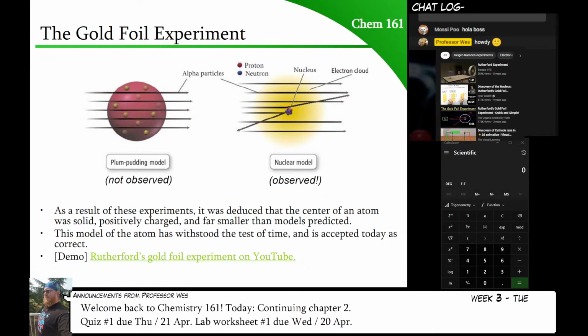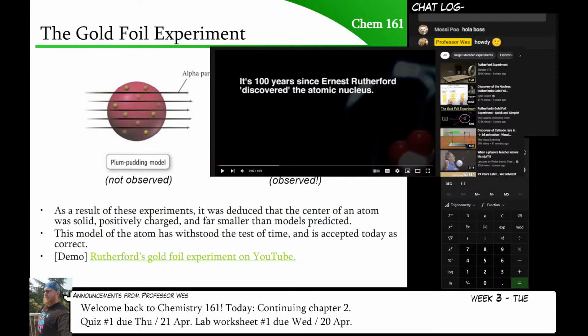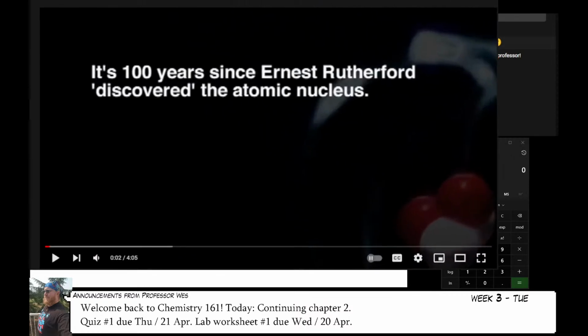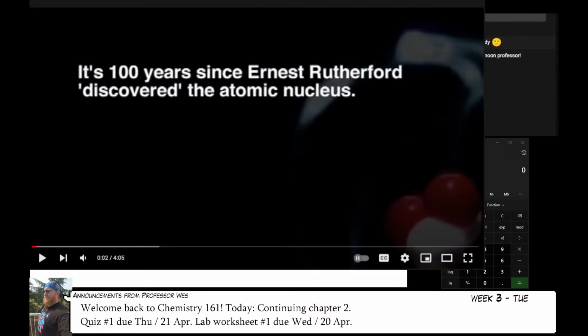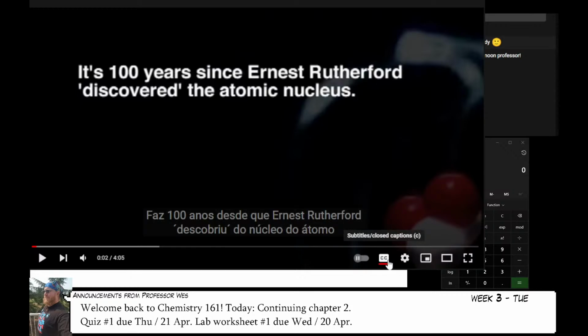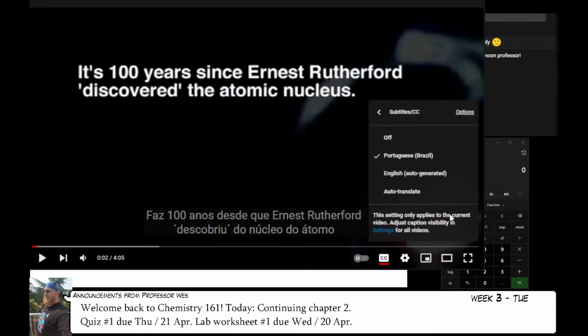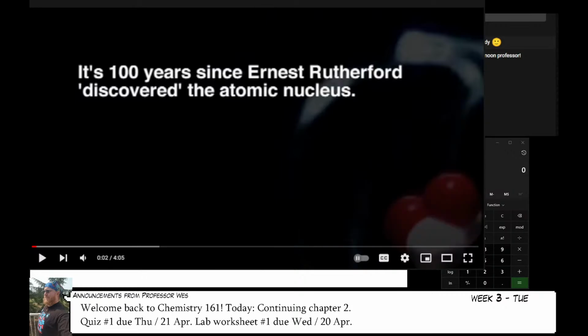I gotta make this smaller before I do this. There we go. Alright, so let's watch this and we'll see the gold foil experiment in action here. I'm just going to put the audio down kind of low. You know, we'll even turn on the subtitles. Not in Portuguese, though. That's not what I want. English. Oh, they don't have them in English. I don't want auto-generated because it's going to sound stupid, so we'll just turn that off.